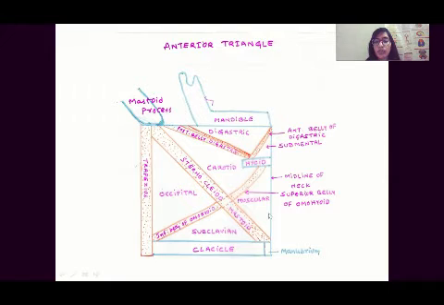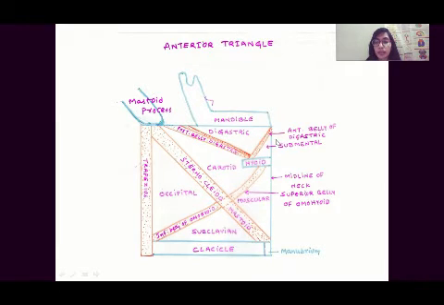Okay, now in the anterior triangle there are sub triangles. This is the posterior belly of digastric, attaching to the hyoid bone, coming from the mastoid process. This is the anterior belly of digastric, coming from the angle of mandible, attaching to the hyoid bone.